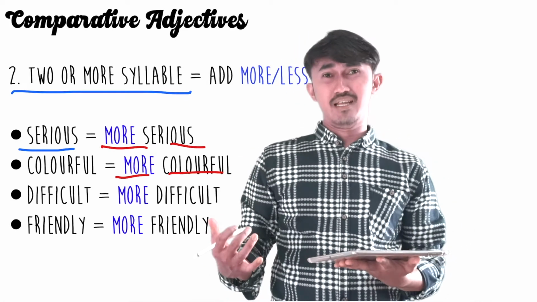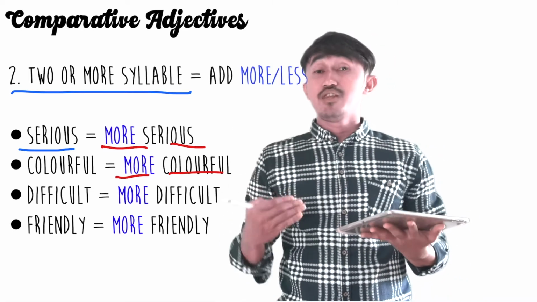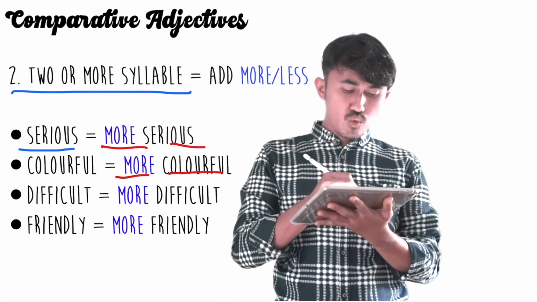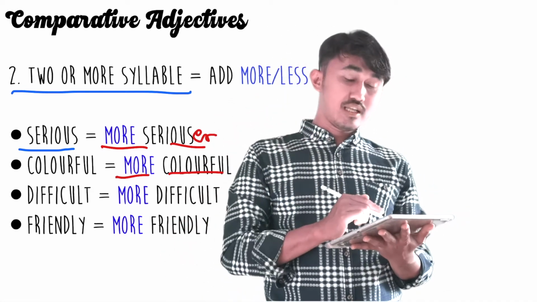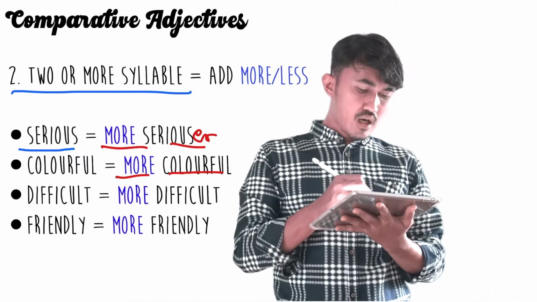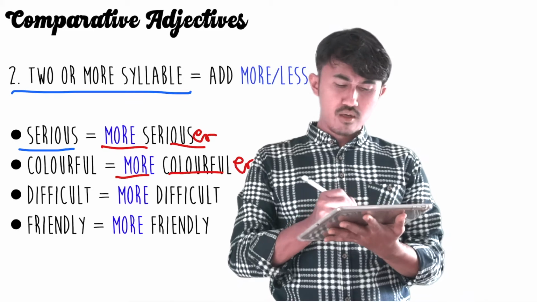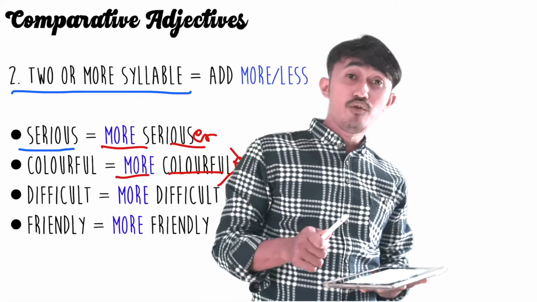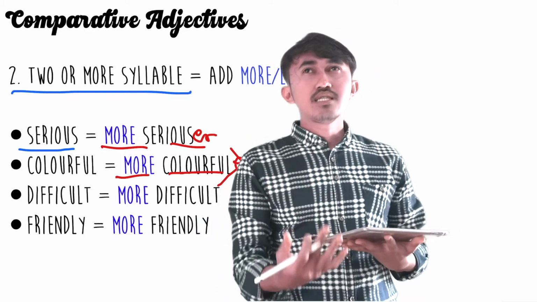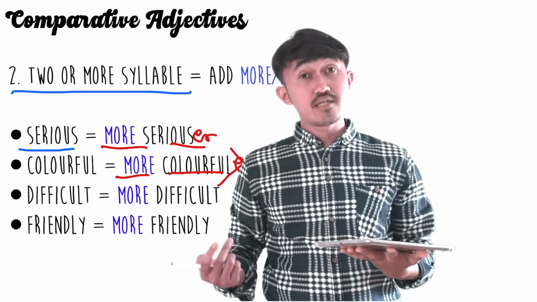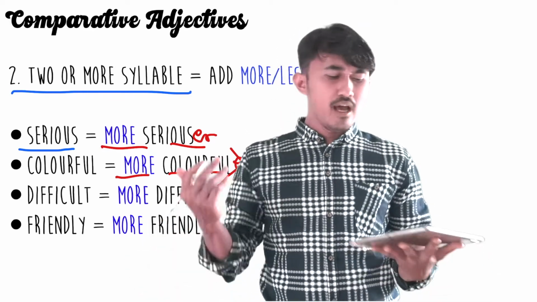Friendly, more friendly. So if you meet these words, you cannot put er in here. For example, if I want to use serious, it's impossible. You may not put it like that. Also colorful, if I want to put er, colorful, no, it cannot. So if you find an adjective and when you pronounce it, it consists of two or more syllables, you have to put more or less. Alright, is it right? So the next one.